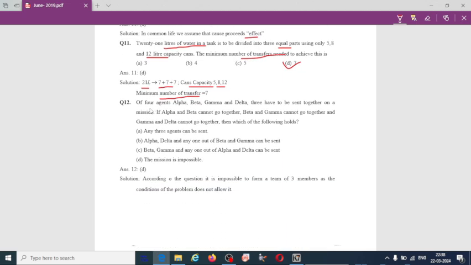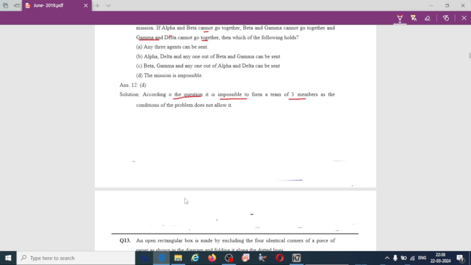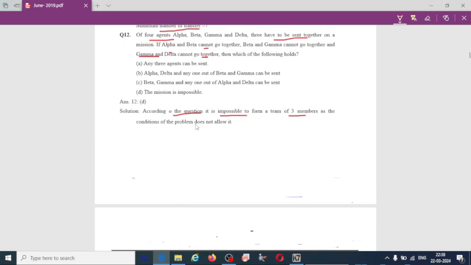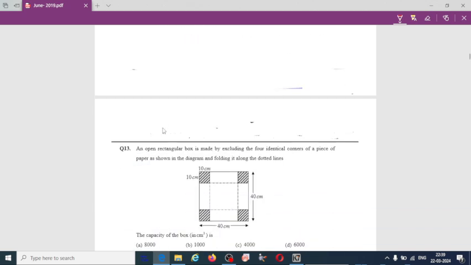Of 4 agents, alpha, beta, gamma, delta, 3 have to be sent together on a mission. Alpha, beta cannot go together. Beta and gamma cannot go together. And gamma, delta cannot go together. Then which of the following holds? So according to the question, it is impossible to form a team of 3 members as the conditions don't allow it. Option D, the mission is impossible.